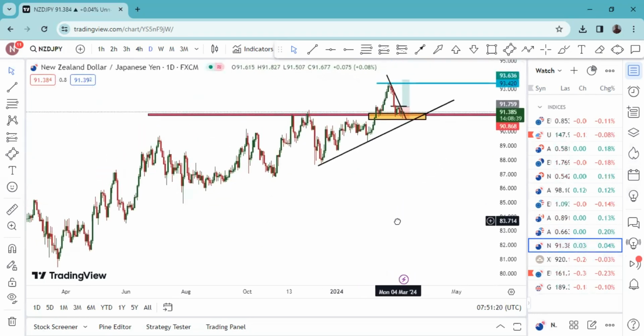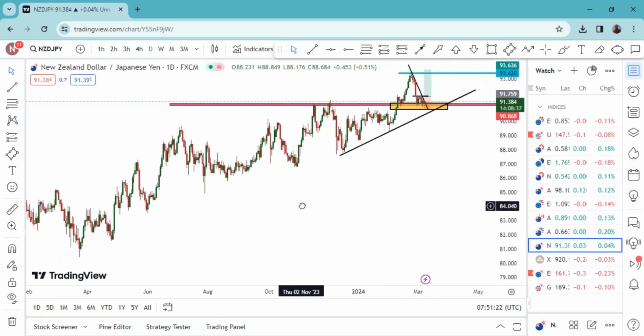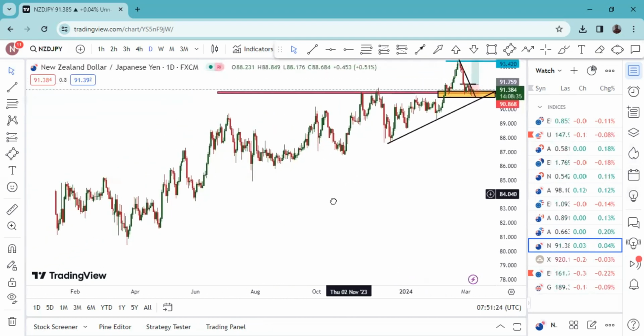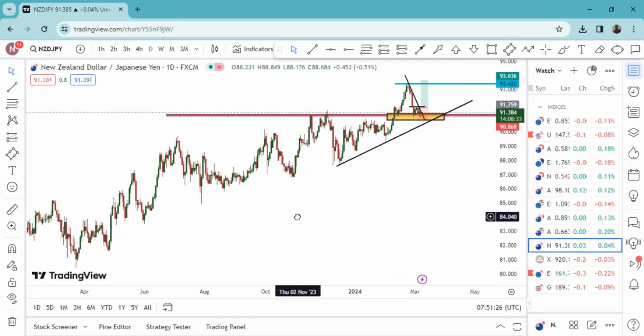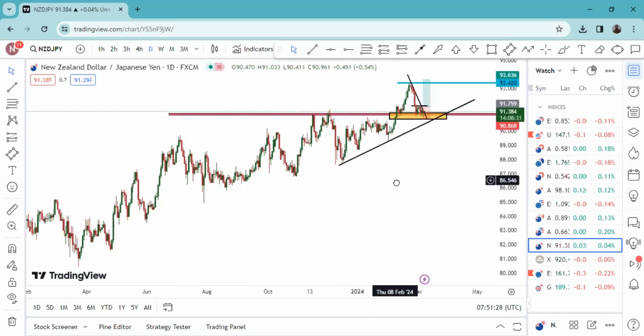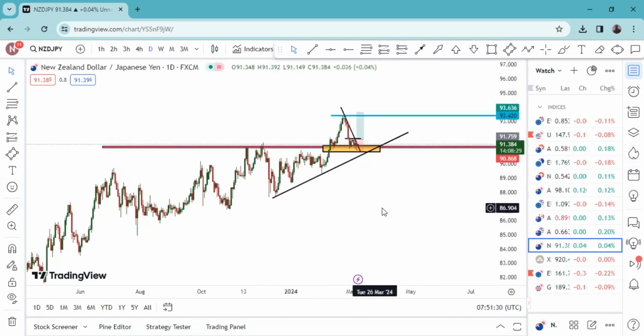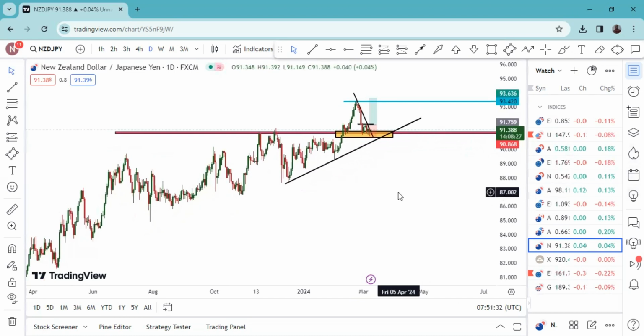So there is another pair here. I wanted to do some analysis about it. If you can see this market, NZD-JPY, it's in an uptrend on a higher time frame. So this was the resistance. You can see this is a resistance level. Also this one is a resistance level. The market broke this resistance level and retested it.